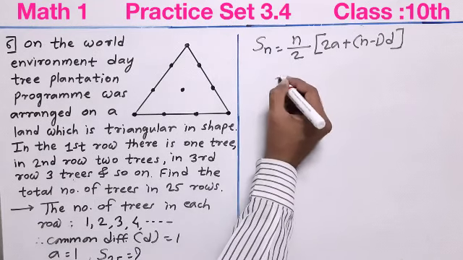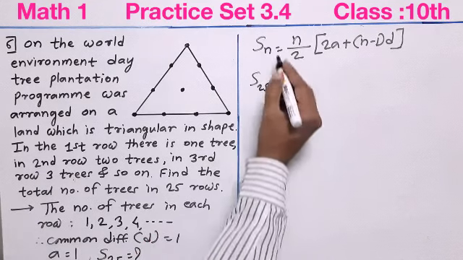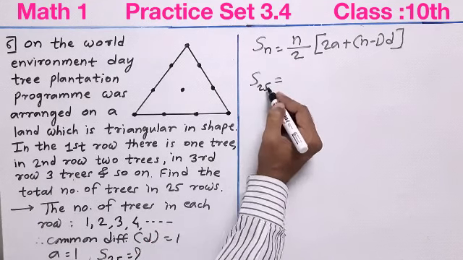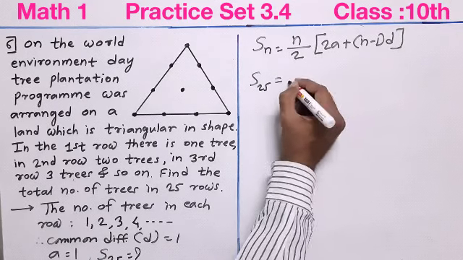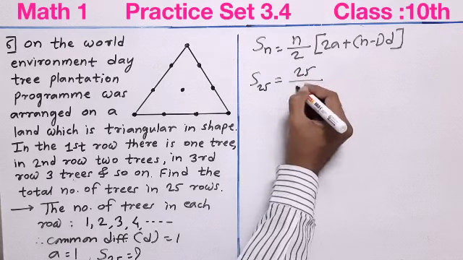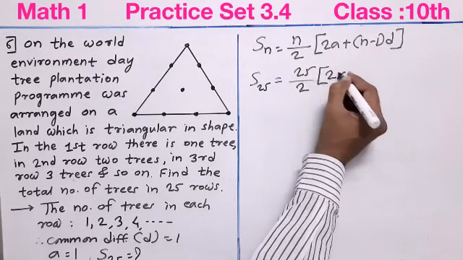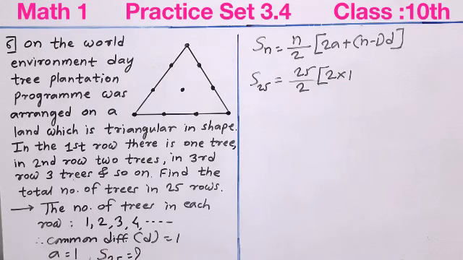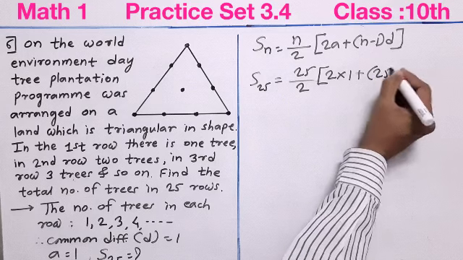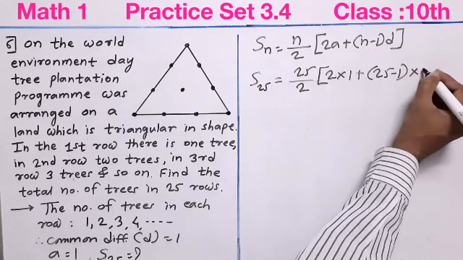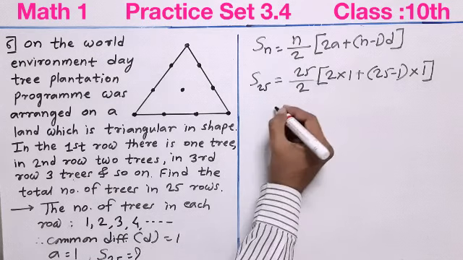Okay. Now let us put the values. Sn means here S25. If we take the value of n as 25, we have to put the value of n as 25 here also, and here also. Now the value of n is 25 upon 2 inside the bracket 2 into a, means 2 into 1 because the value of a is 1 here, plus in bracket n is 25 minus 1 into d. The value of d is also 1. Common difference is 1. Now let us solve this.